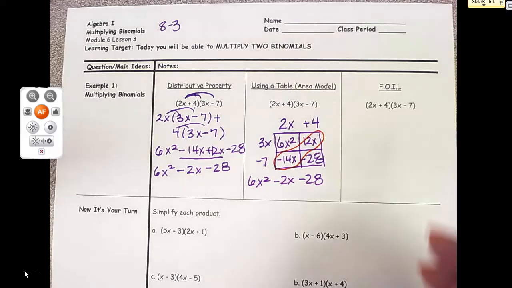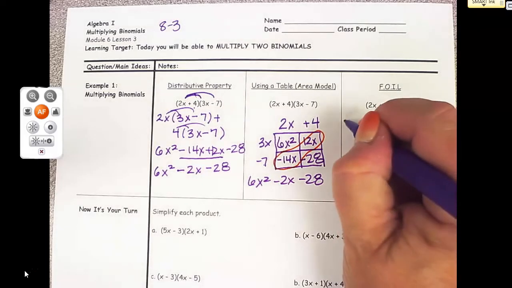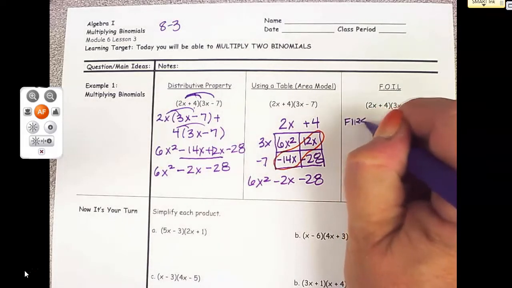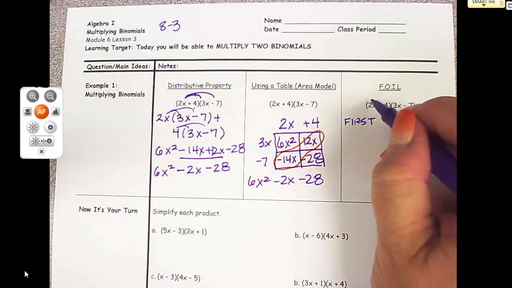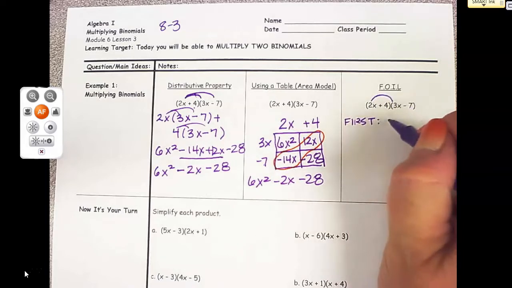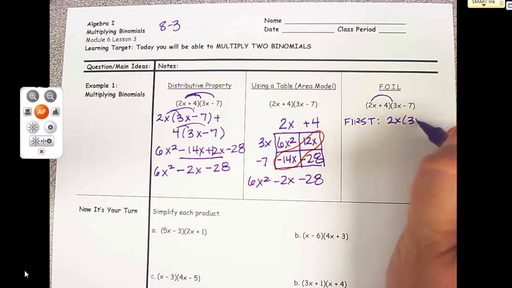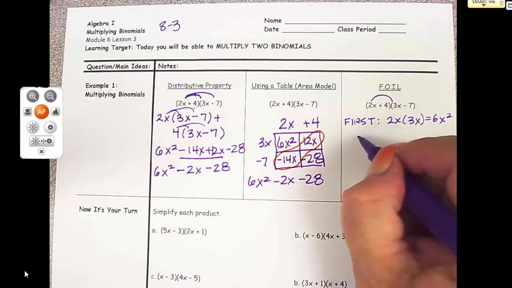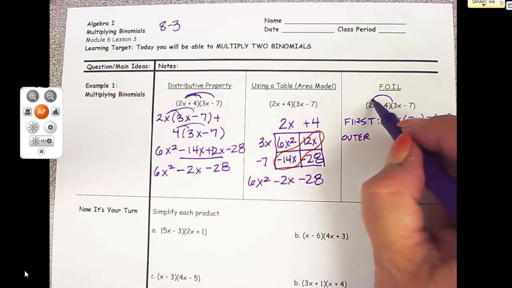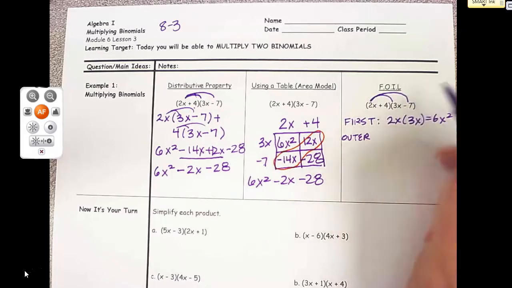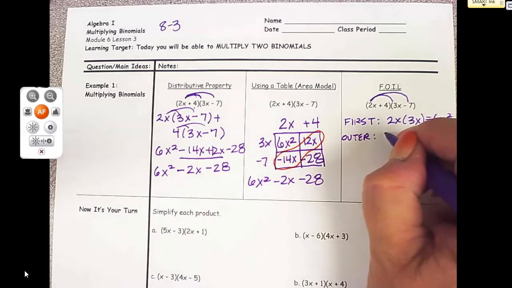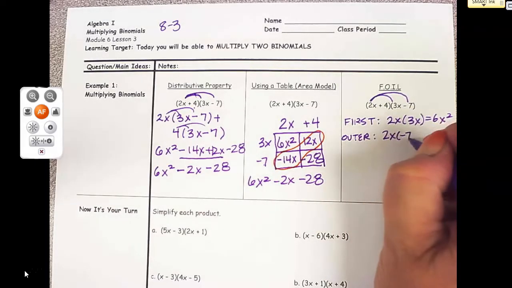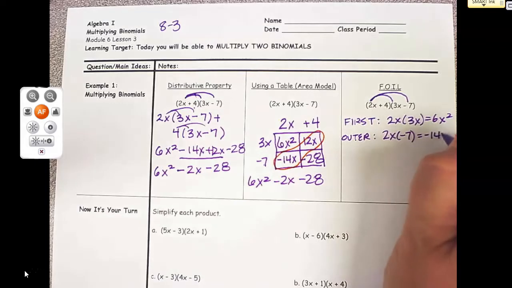And the letters in FOIL stand for first. So that means I'm going to multiply the 2 first terms. 2x times 3x, 6x squared. Then the O stands for outer. So I'm multiplying the 2 outer terms, 2x and the minus 7. So 2x times negative 7, I get negative 14x.